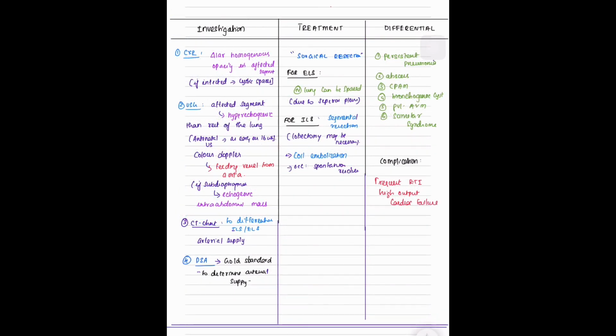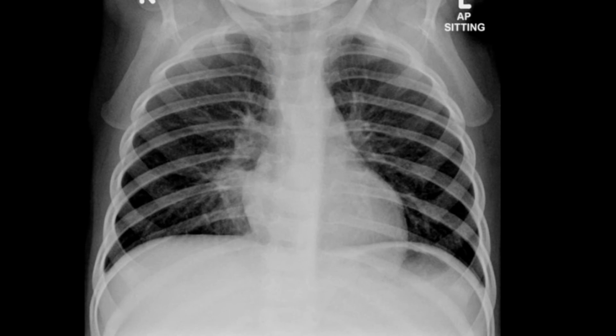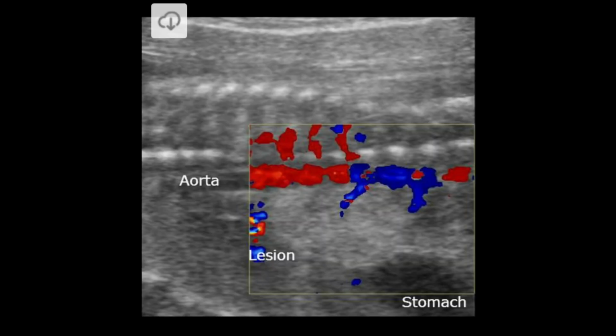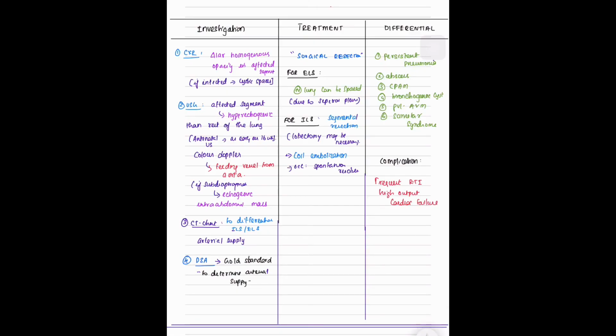Investigation. In chest X-ray, it is seen as a triangular homogeneous opacity in the affected segment. If infected, it can result in cystic spaces. In ultrasound, the affected segment is more hyperechogenic than the rest of the lung. In antenatal ultrasound, it can be diagnosed as early as 16 weeks. In color Doppler, the feeding vessel from the aorta can be seen. In subdiaphragmatic sequestration, it can be seen as an echogenic intra-abdominal mass.